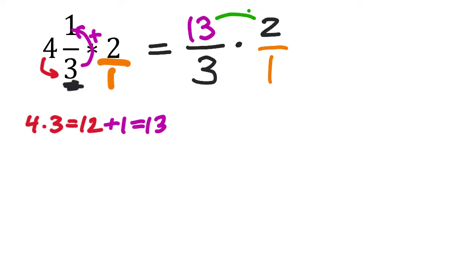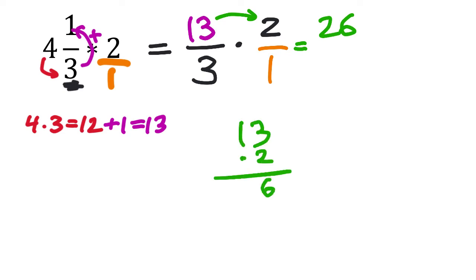So I'd say, okay, we got 13 times 2, which is 26. I'll show the multiplication there. 13 times 2, 2 times 3 is 6, 2 times 1 is 2. 26, that's what we got. And then in the denominator, I've got 3 times 1, which is 3. So right now, after the multiplication, I have 26 thirds.